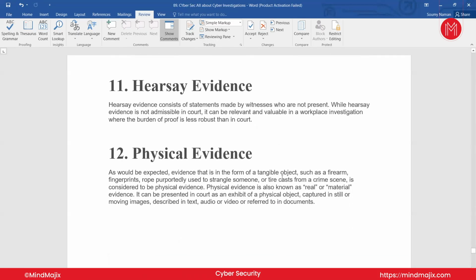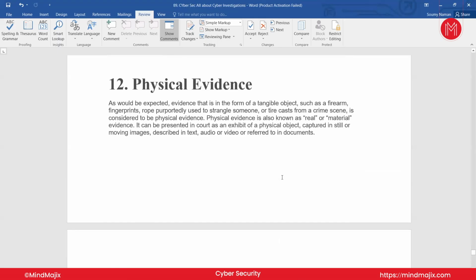Then we talk about hearsay evidence. Hearsay evidence consists of statements made by the witnesses who are not present at the particular time, but they are the witnesses of the particular case. While hearsay evidence is not admissible in the court, it can be relevant and valuable in workplace investigation. When we talk about workplace investigation, I'm talking about the place where the burden of proof is less robust than in the court. The 12th type of evidence is physical evidence.